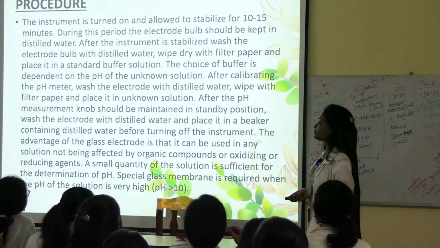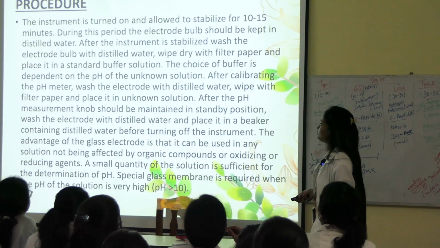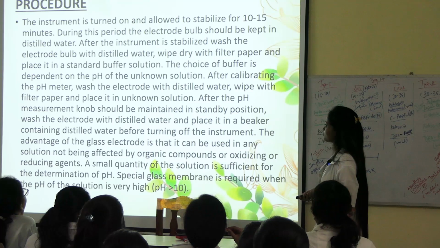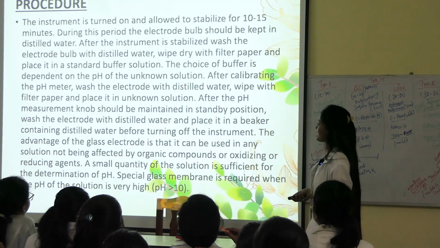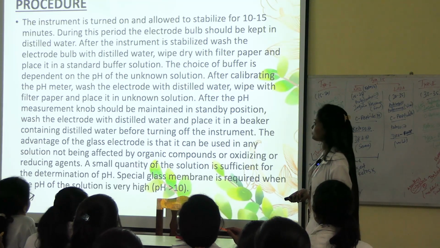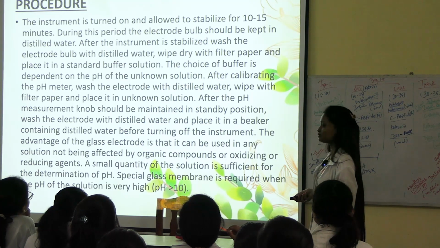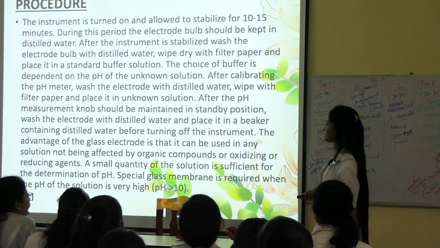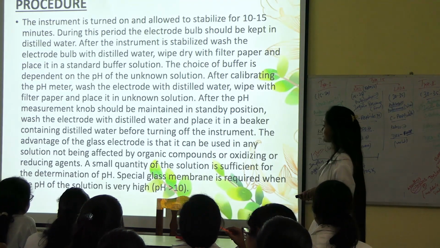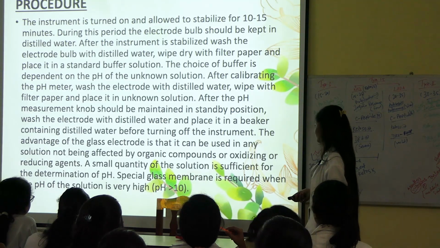After calibrating the pH meter, wash the electrode with distilled water, wipe with filter paper and place it in the unknown solution. After the pH measurement, the knob should be maintained in the standby position. Wash the electrode with distilled water and place it in a beaker containing distilled water before turning off the instrument.